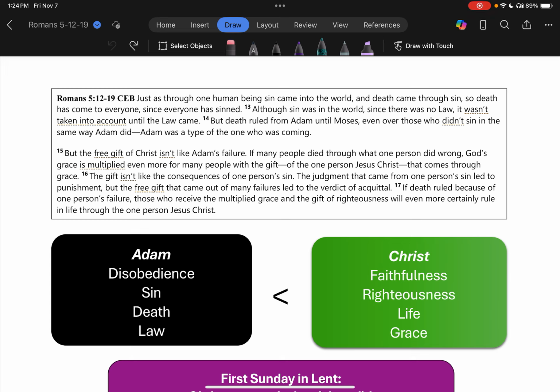One other preliminary thing that I think is important in the history of interpretation of this passage, though it may not finally be the main point that I want to make, is in this very first verse. Romans chapter 5 verse 12 reads in the Common English Bible, just as through one human being sin came into the world and death came through sin, so death has come to everyone. And then this is the part that I want to highlight right here: since everyone has sinned. That is an important translation choice, right?